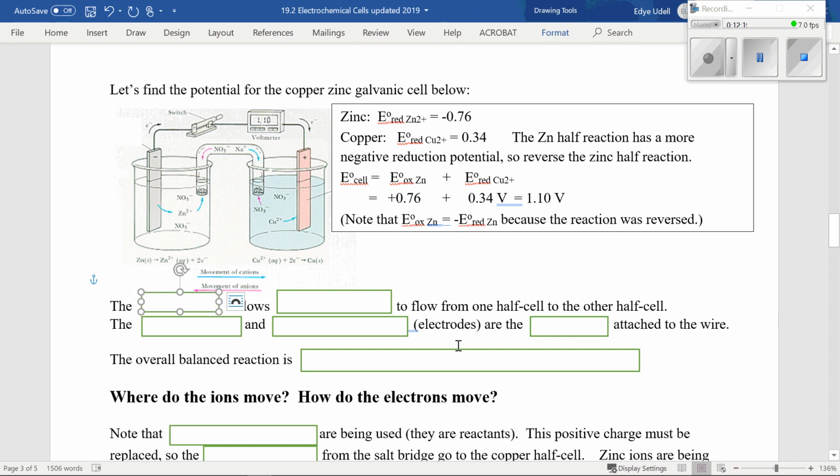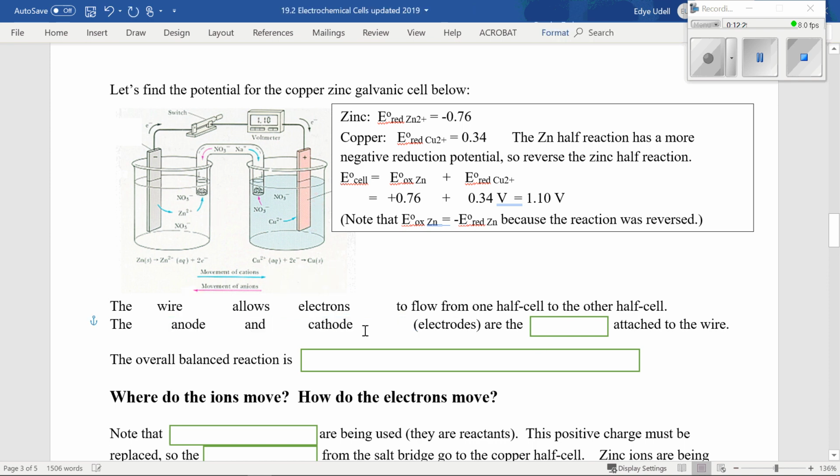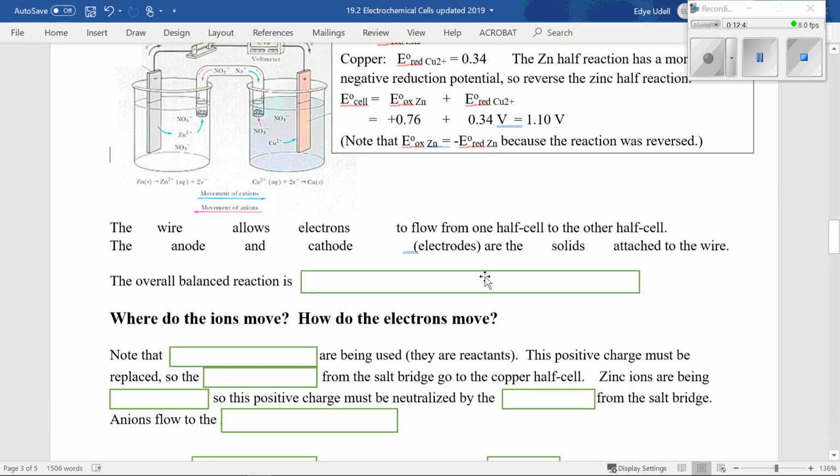So let's look at the wire. We talked about the wire earlier in this video. The wire allows electrons to flow from one half cell to the other half cell. The anode and the cathode are the solids attached to the wire. So the anode, I talked again about how the anode is literally this piece of metal. This piece of metal and this piece of metal right here would be the anode and the cathode.